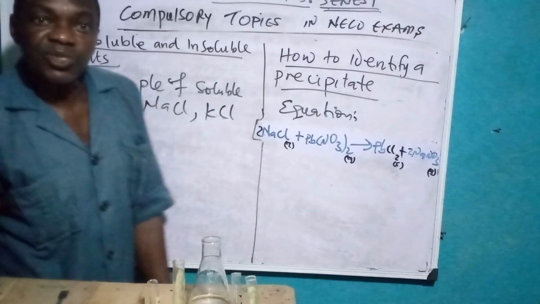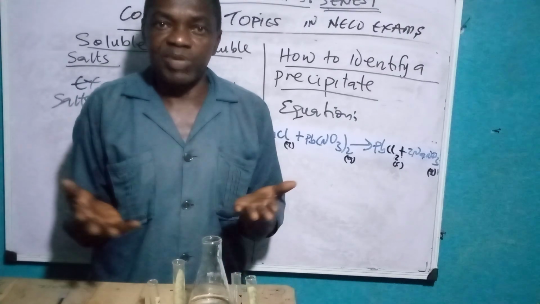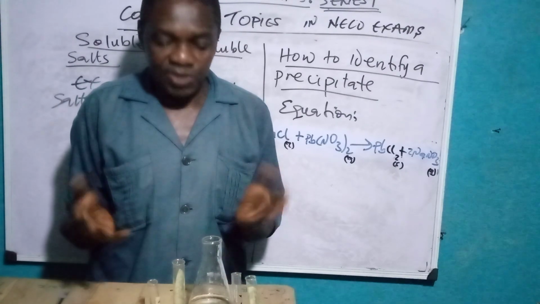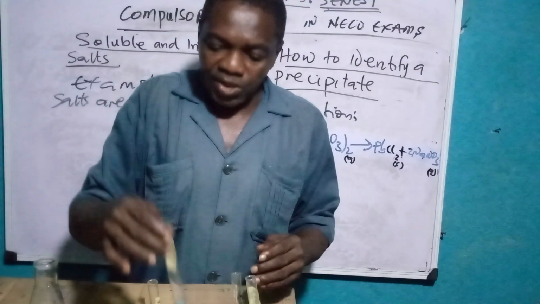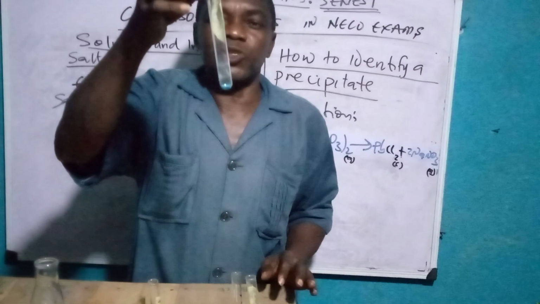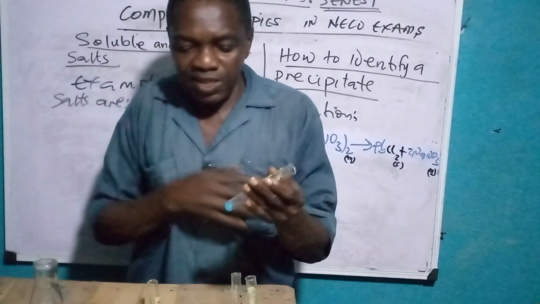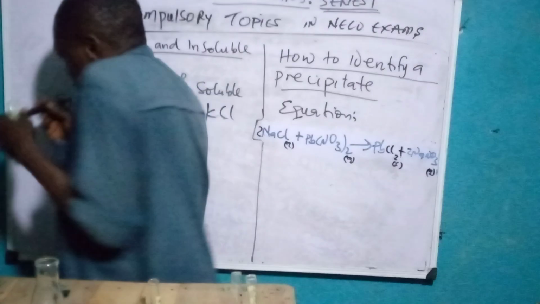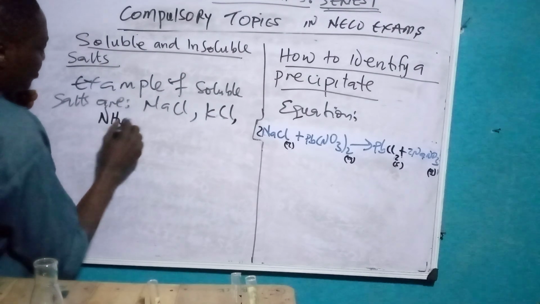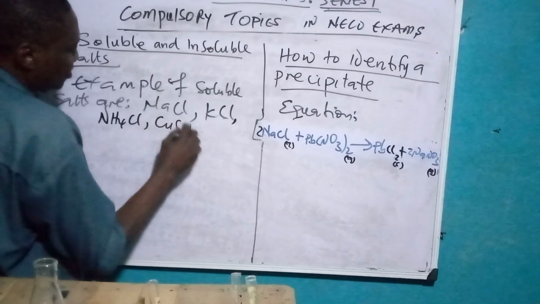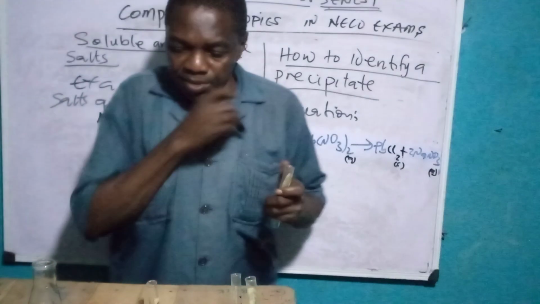By soluble salt we mean the salt that can dissolve in water, while insoluble salt cannot dissolve in water. I just brought out some chemicals to use for proper understanding. You can see this is a blue salt. This one is copper 2 tetraoxosulfate 6. So we can refer to it as a soluble salt. There are also many others. We have ammonium chloride, CuSO4, etc. The list is unending, it's innumerable.